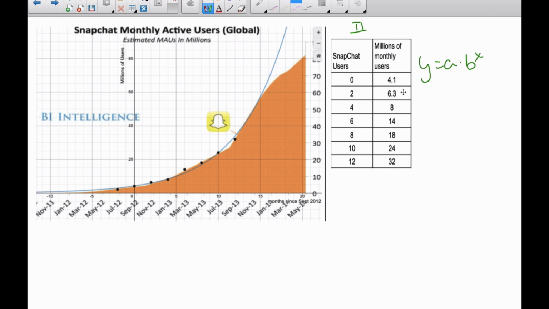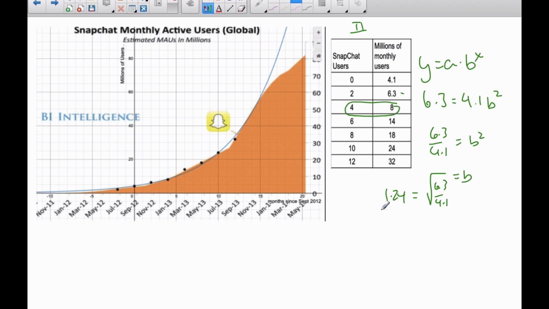And I plug in my next point. Well, 6.3 is my y. My a is 4.1. My b I do not know. I'm going to find b to the power of 2. So I divide by 4.1: 6.3 over 4.1 is equal to b squared, and b will be the square root of 6.3 over 4.1, which was the same calculation before, obtained a different way. And I know that's going to be 1.24 if my memory is correct. But let's try it for this one now.